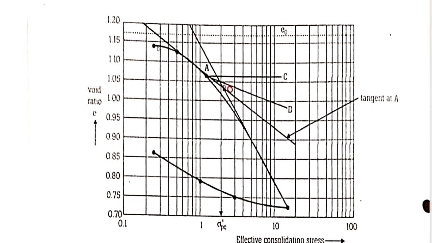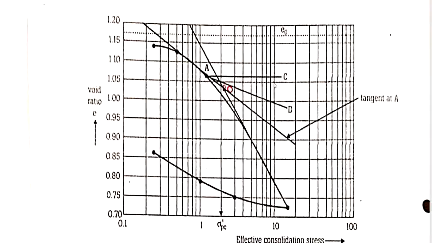After that we are going to plot the curve. You can see over here, this is the curve which I have obtained from the odometer test, that is the consolidometer test. To determine the pre-consolidation pressure, I have to mark the maximum curvature point. I have marked the point A over here, and for the point A I have to draw a tangent. I have drawn a tangent over here. After that I have to draw a horizontal line at the point A, which is nothing but AC.